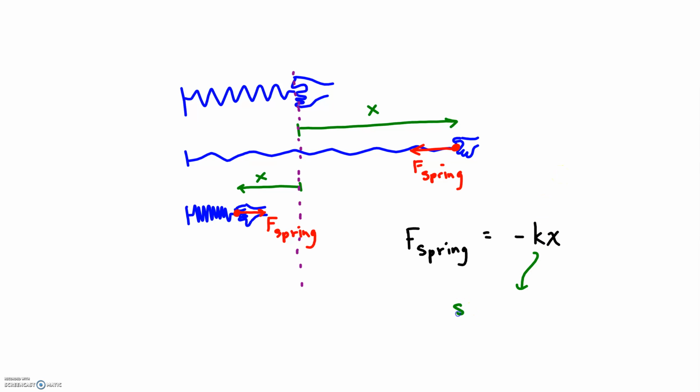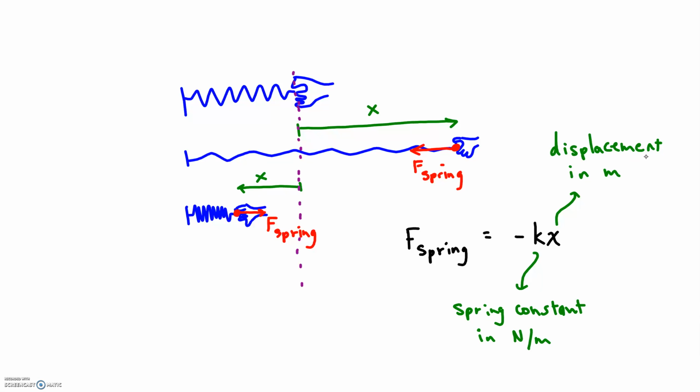This is the stiffness, or spring constant as we call it, in units of newtons per meter. This is the displacement of the spring, how much it's stretched or compressed, measured in units of meters. And the negative sign is there, as we've already looked at, because F spring and the displacement are always in opposite directions.